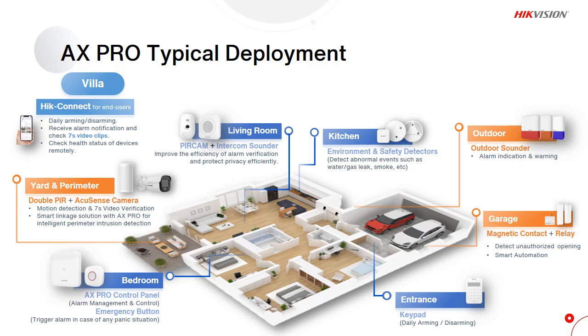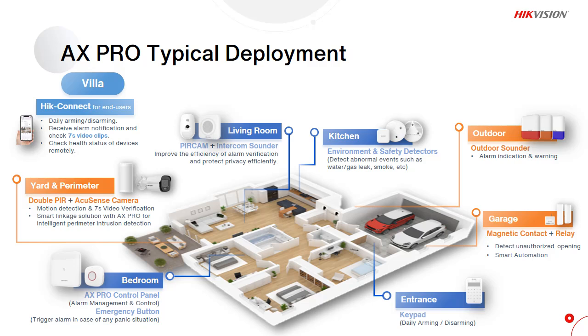As for the backyard, we can install double PIR and AccuSense camera to increase the accuracy of alarm detection with video verification. PIR cam and intercom sounder are installed in the living room to protect privacy efficiently. While in the kitchen, environment and safety detectors can be installed such as smoke or gas leak detectors. Outside of the house, we can install outdoor sounders in order to threaten the intruders away.